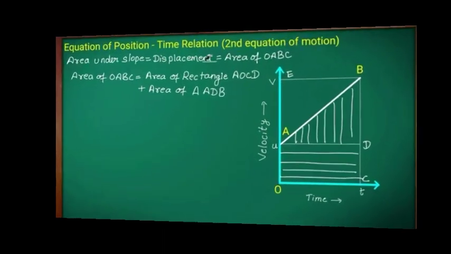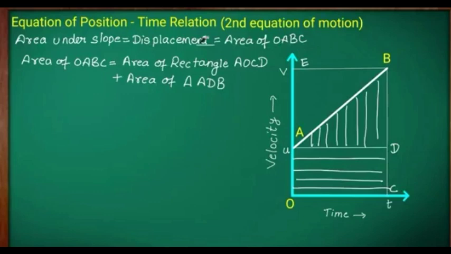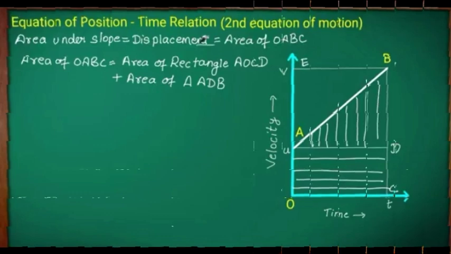Now we will see the second relation, position time relation, meaning s equal to ut plus half at square. Here s represents distance travelled. So we have to calculate the distance travelled by the body. For this, the area under this graph gives the distance travelled, meaning area of OABC. Area of OABC is equal to area of rectangle AOCD plus area of triangle ADB. We have to find both the areas and then add. Then we will get the distance travelled by the body.